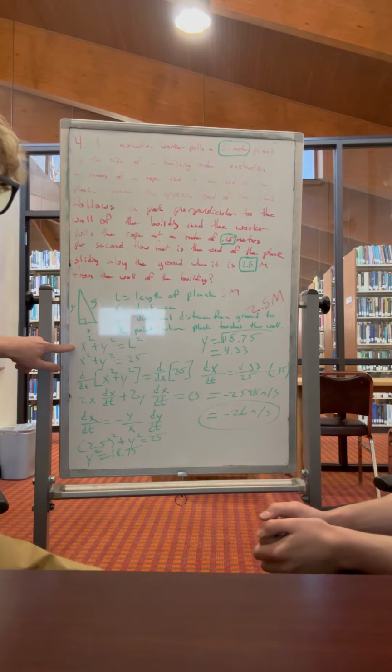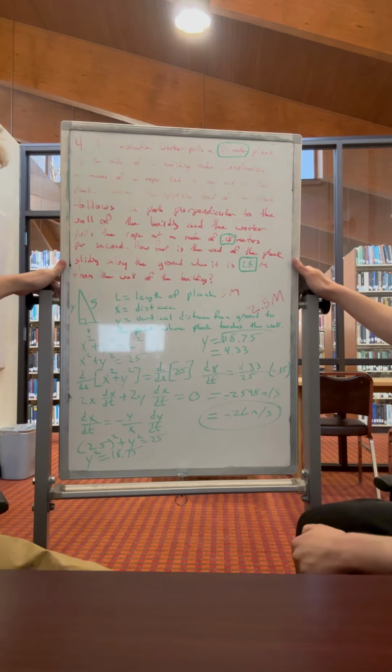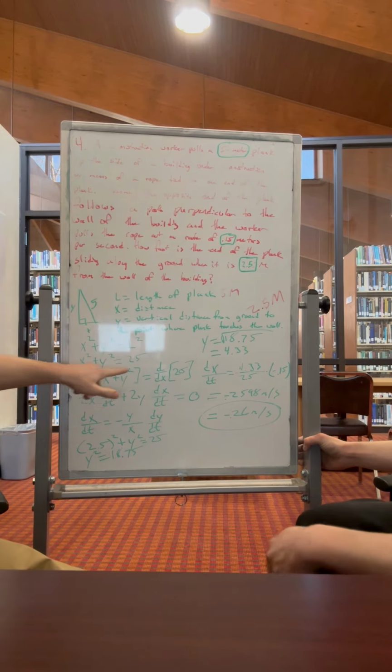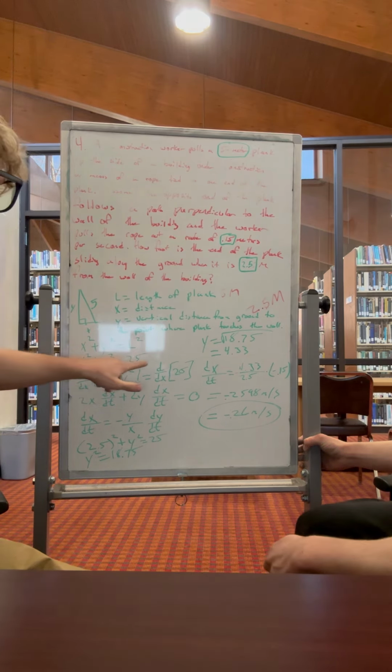We use the Pythagorean theorem. X squared plus y squared equals L squared. We know L is 5. Square that, that's going to be 25. X squared plus y squared equals 25.